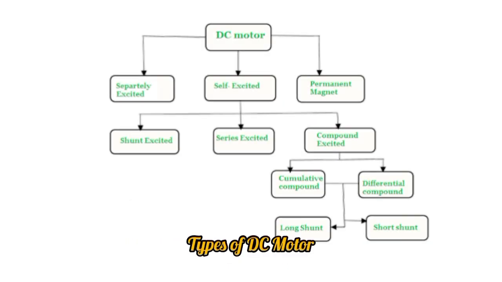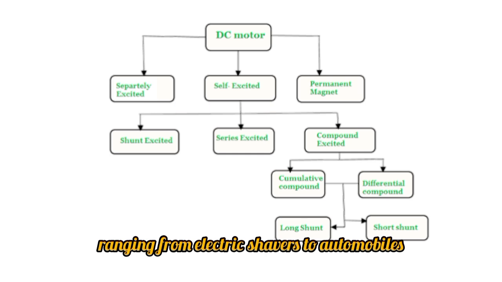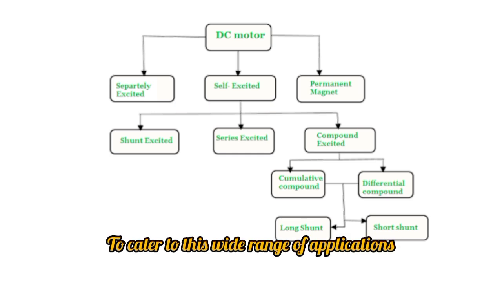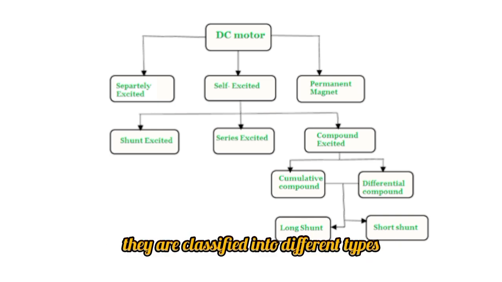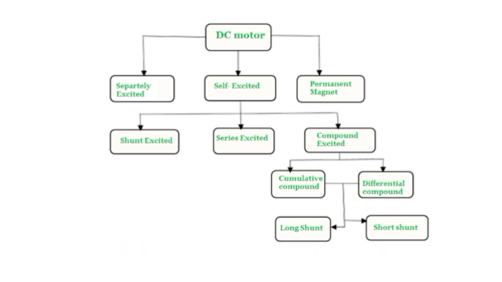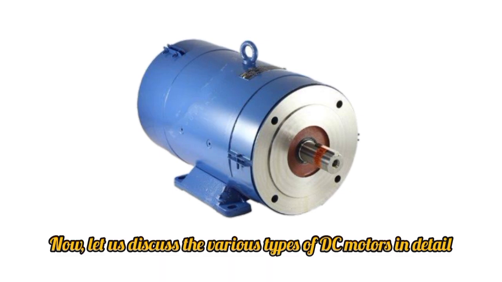Types of DC motor. DC motors have a wide range of applications ranging from electric shavers to automobiles. To cater to this wide range of applications, they are classified into different types based on the field winding connections to the armature as self-excited DC motor and separately excited DC motor. Now, let us discuss the various types of DC motors in detail.